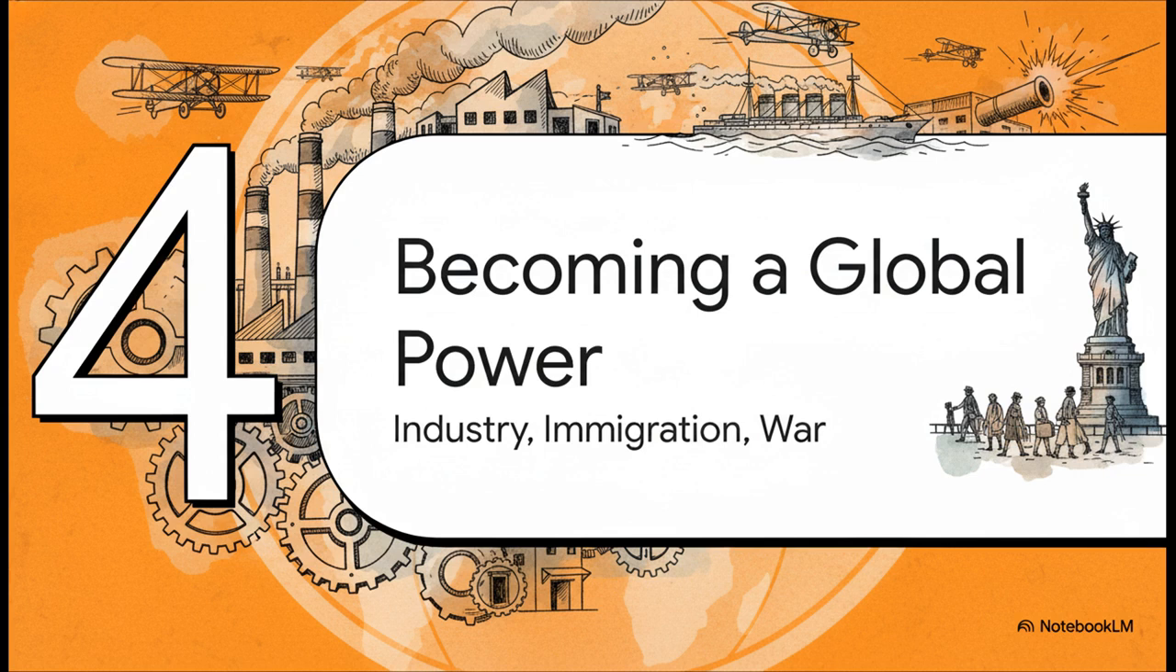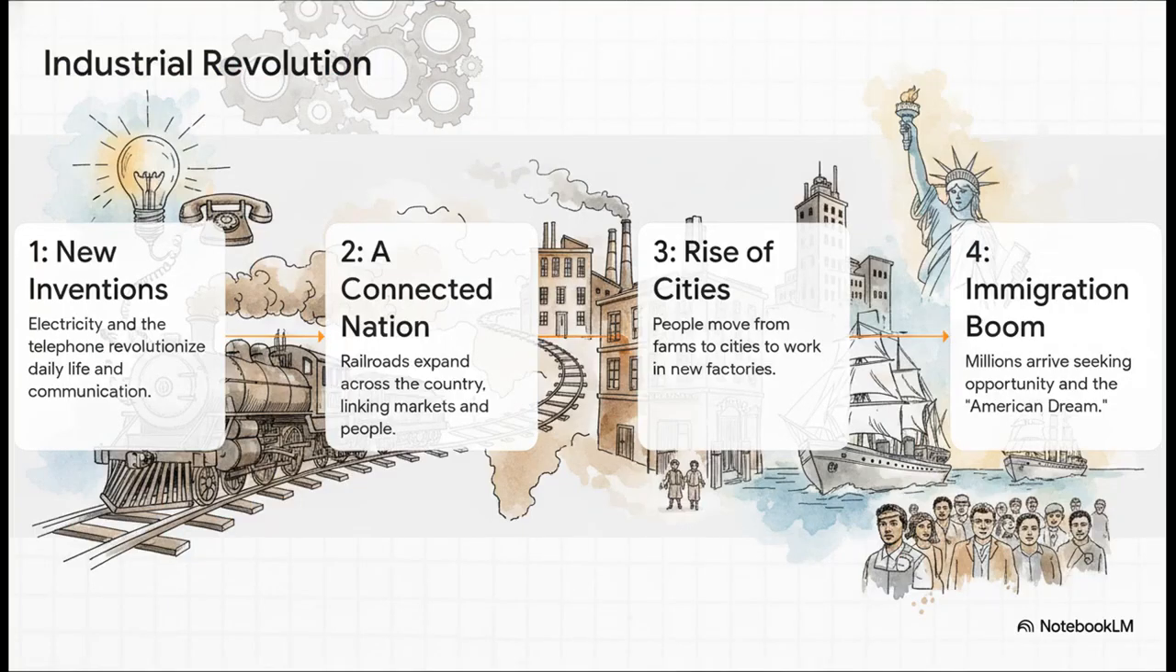Now, the story pivots. The late 1800s and early 1900s are when the United States transforms big time. It goes from a country of farms to an industrial powerhouse, and, for the first time, a major player on the world stage. And this change was just explosive. You've got these mind-blowing new inventions like electricity and the telephone that are changing everyday life. Railroads are crisscrossing the country, connecting everything.